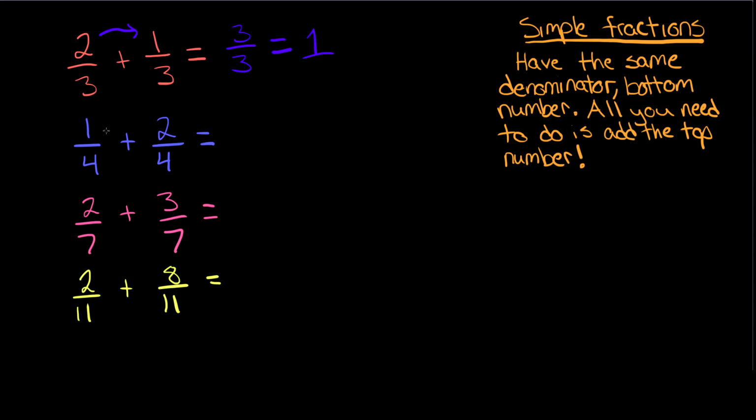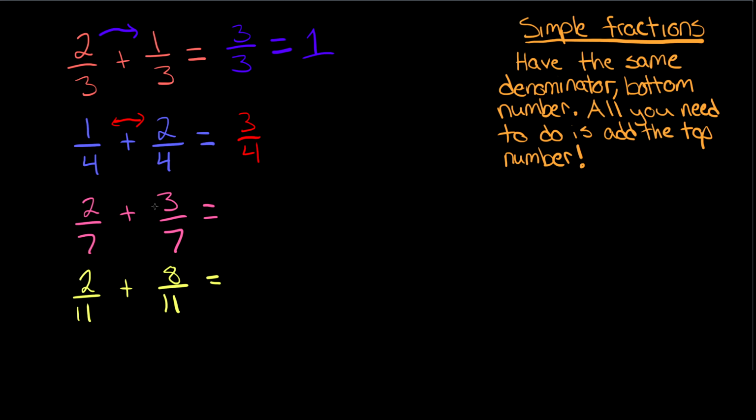We can then move down to our next set of fractions to add together, and we have 1 over 4 plus 2 over 4. And yet again, on this one, we're just going to add the top numbers together. So what is 1 plus 2? That is 3 over 4.